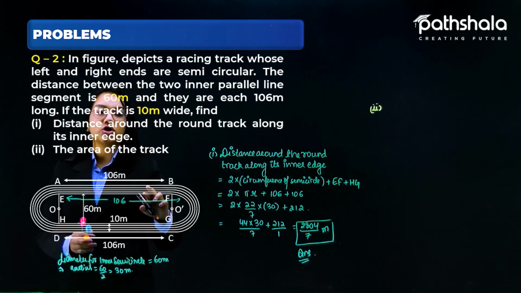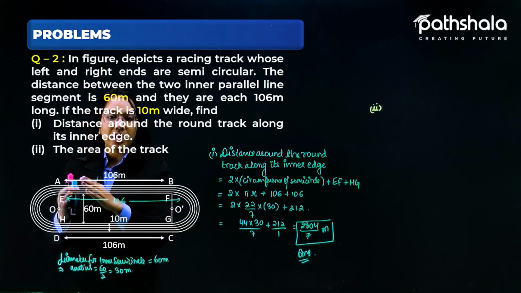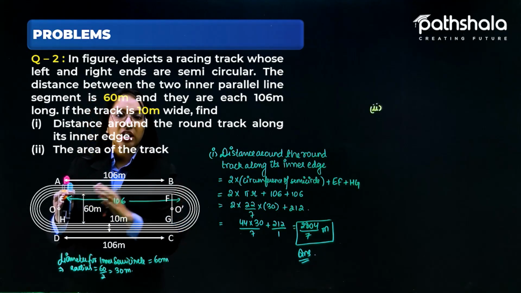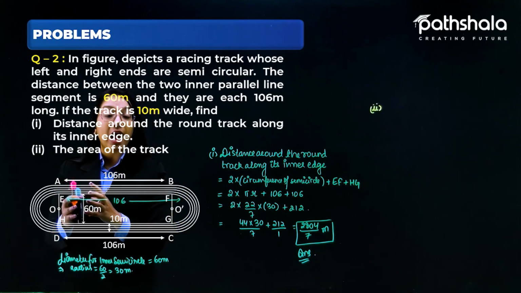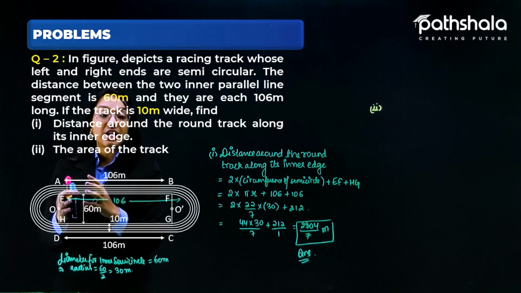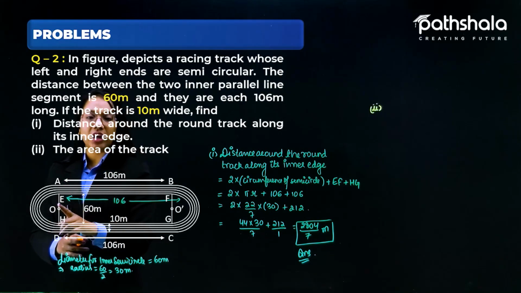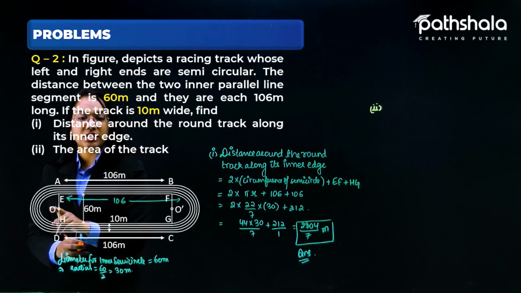Furthermore, we just have to find the area of this particular track, and you can see for yourself that ABEF is actually forming a rectangle over here. So considering it as a rectangle, we can find the area of this one and this one similarly. So let's first calculate the area for these semicircles.